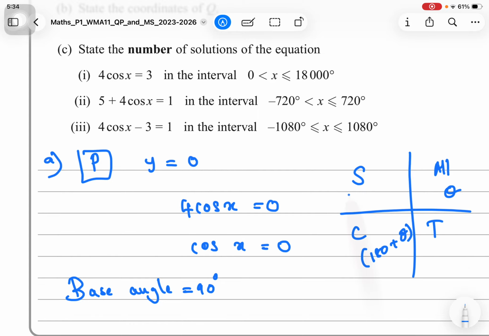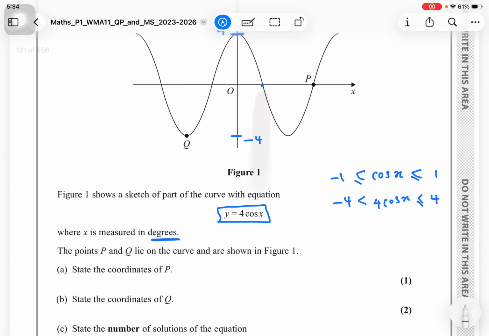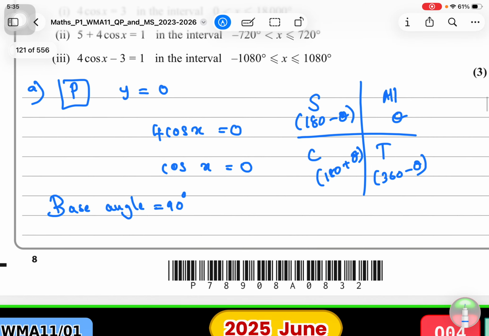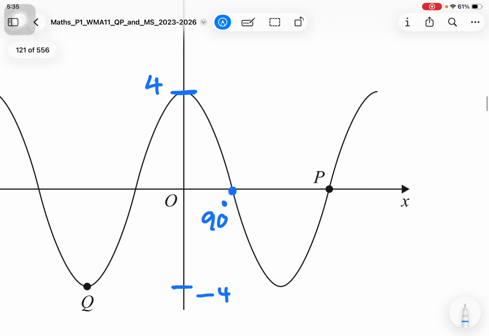This is theta, so usually this goes 180 minus theta. In a degree format, this goes 360 minus theta. So for the next positive, P is this, which is that 90. We are asking for the next zero value, which is 180 plus theta. So 180 plus 90, which is 270. So the P coordinates will be 270, 0. So this will actually be 270.